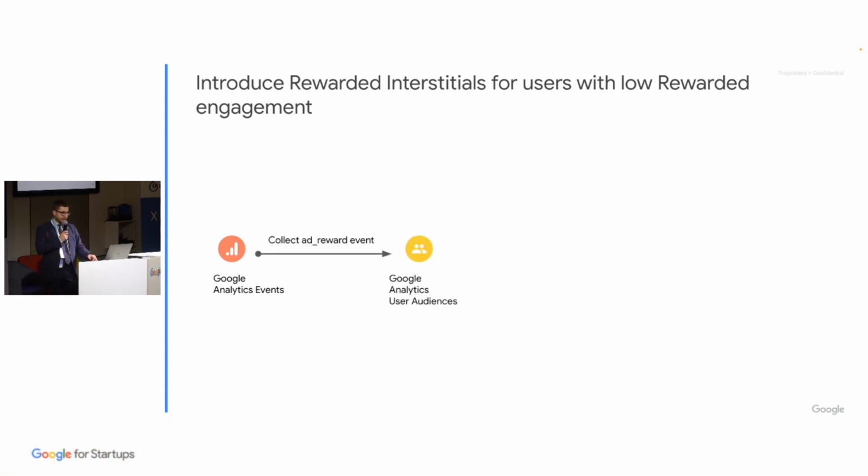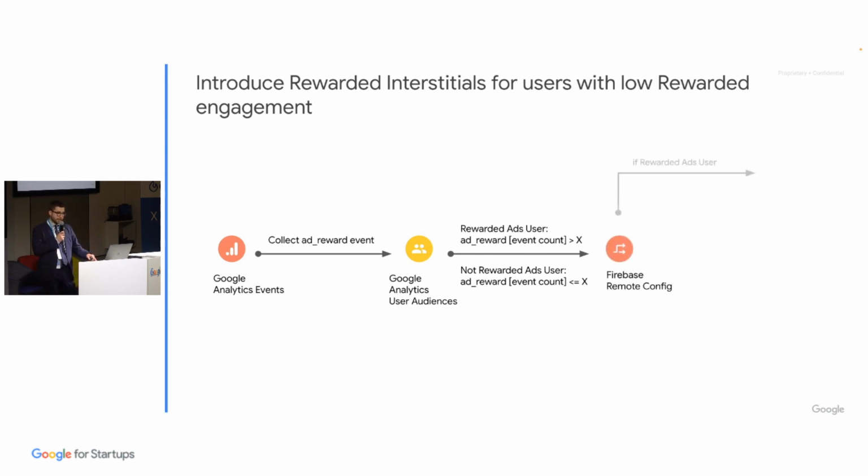So we collect the ad reward event, and at the end of the rewarded ad completion, we split the audience into two parts, and with the help of remote config, we can deliver a customized experience to those batches of users that we have. So now we know that there are two batches of users.